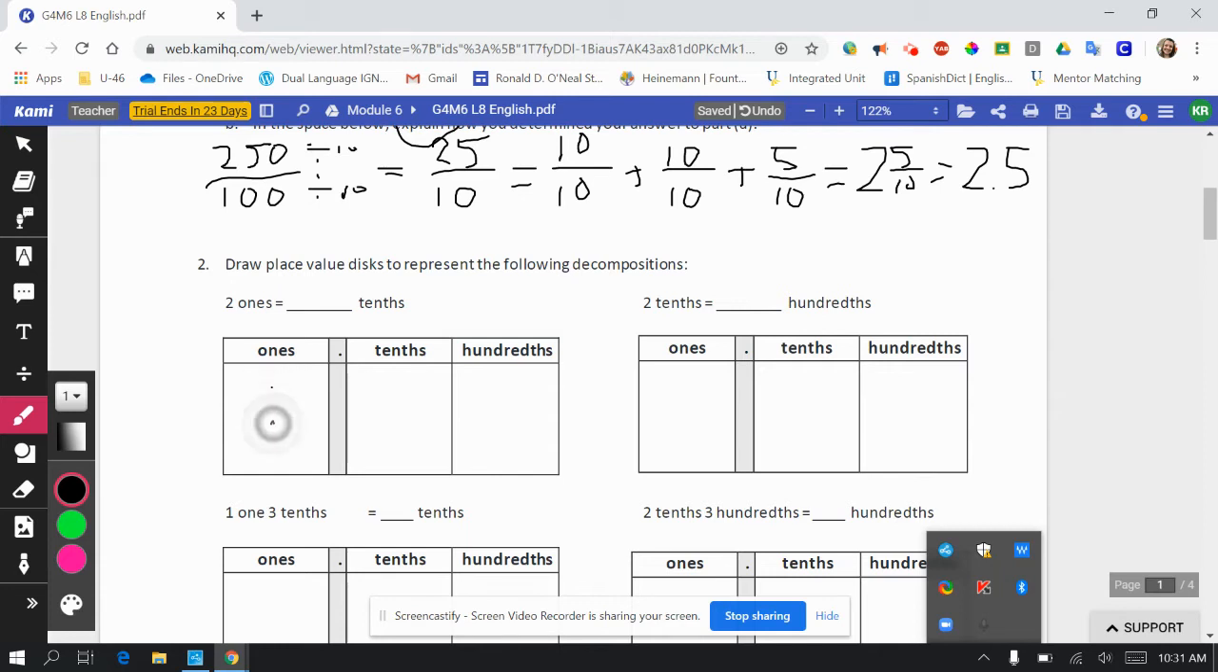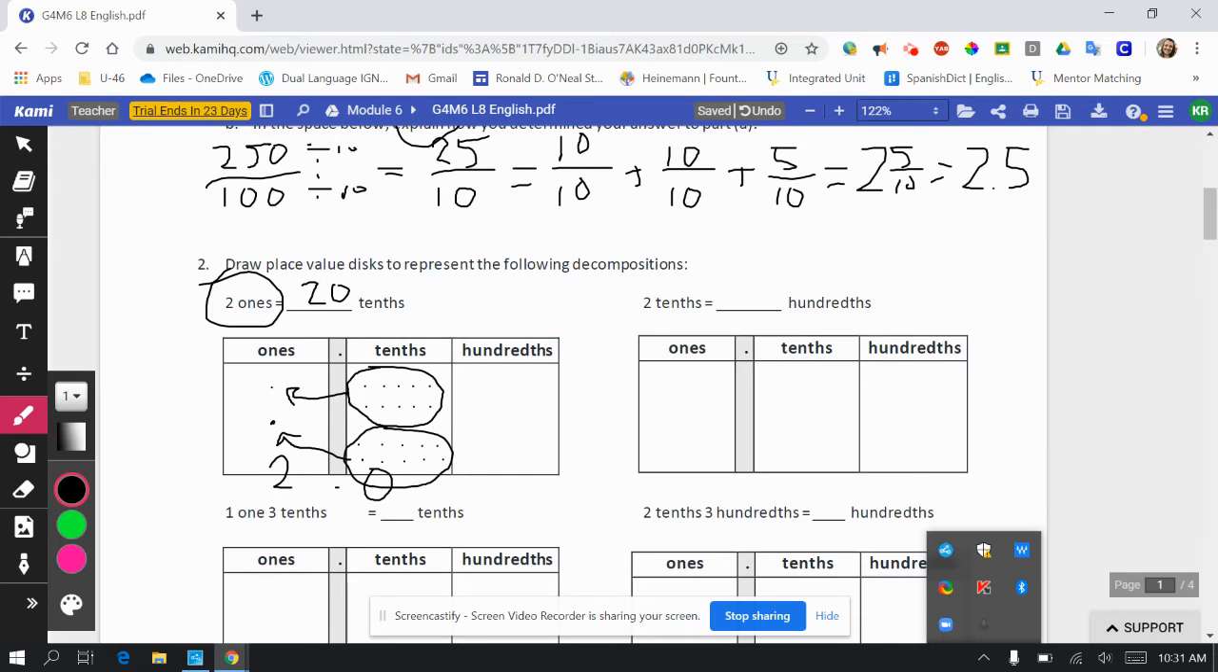So if I have 2 ones, where did those ones come from? If I have tenths, 5, 6, 7, 8, 9, 10, I'm drawing them as 2 rows of 5. I bundle them, and that becomes 1. Then 1, 2, 3, 4, 5, and that becomes the second one. So if I have 2 ones, how many tenths would that be? That would be 20 tenths. Now I would write that as 2.0.